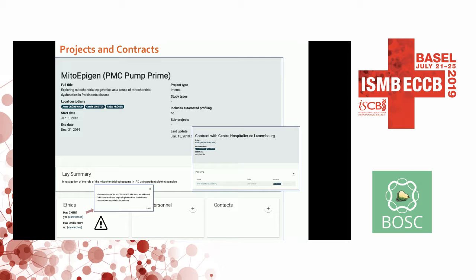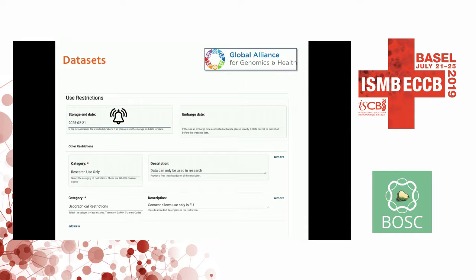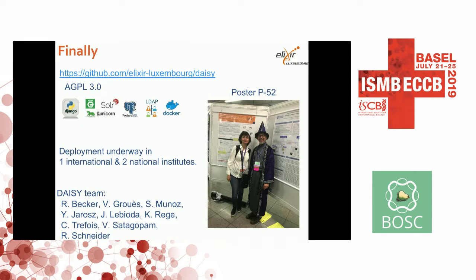It would ping you to provide GDPR critical information, like the ethics approval. Why do you not have the ethics approval? Also, the storage location platforms for the data. If you share the data with a third-party country, where did it go? These kinds of information. Also, it tracks storage end dates and use restrictions using GA4GH codes.